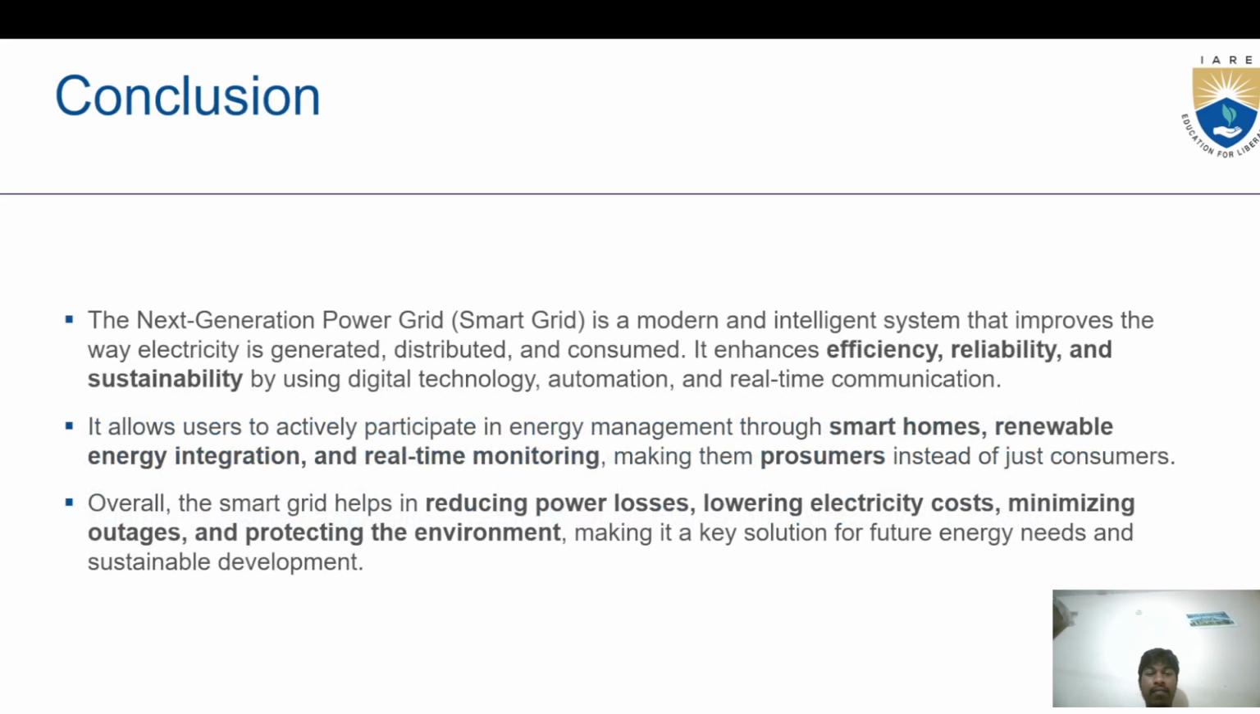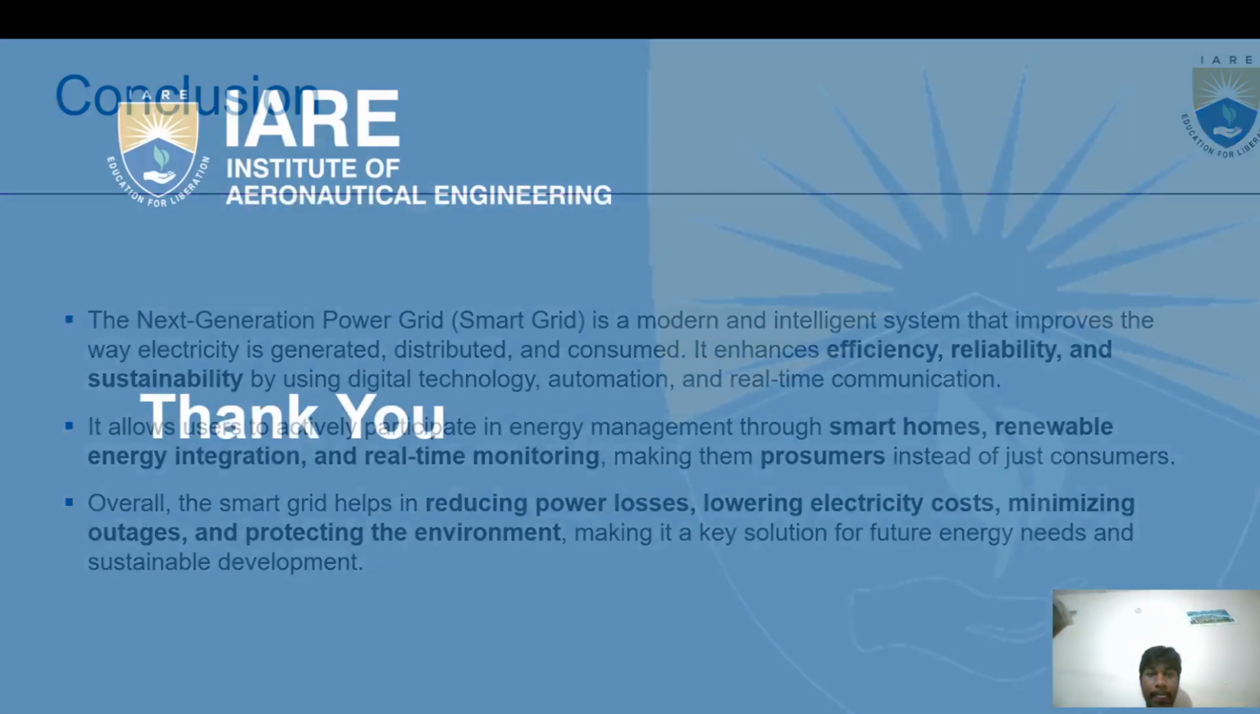Conclusion. The next gen power grid is a modern intelligent system that improves the way electricity is generated, distributed, and consumed. It enhances efficiency, reliability, and sustainability by using digital technology, automation, and real-time communication. It allows users to actively participate in energy management through smart homes, renewable energy integration, real-time monitoring, and etc. Thank you.